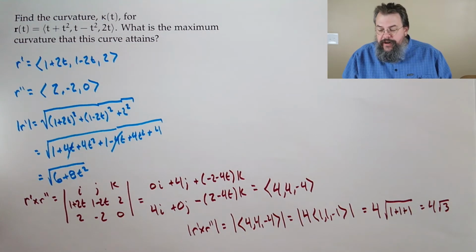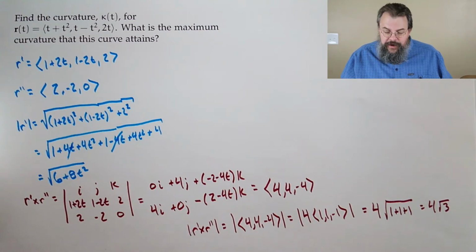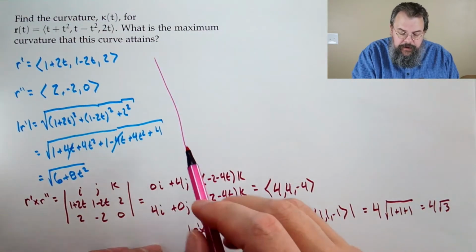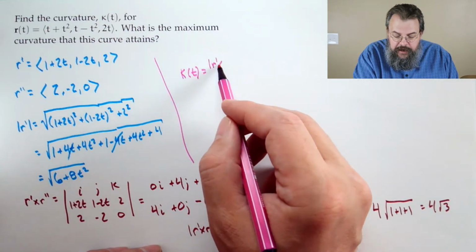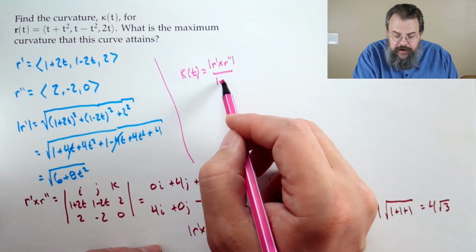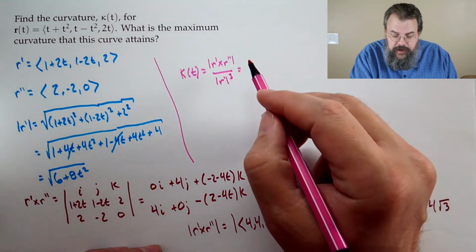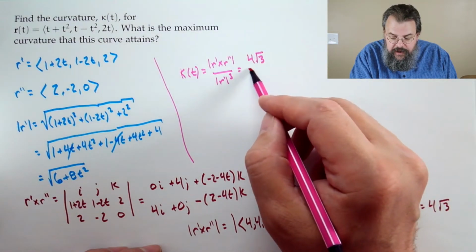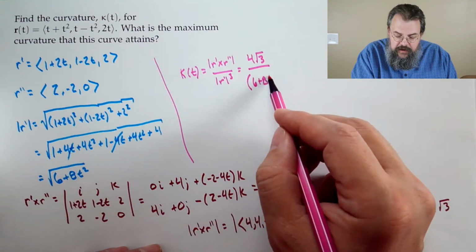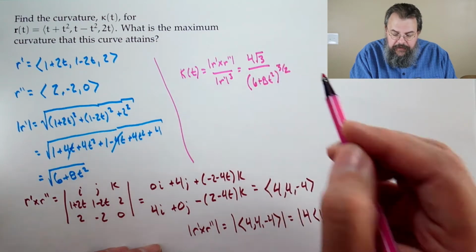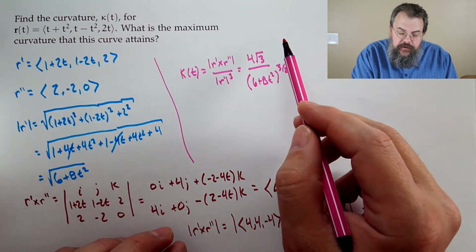So we're ready to write down our answer to the first part, the first part being, what's the curvature? The answer is the following. Kappa, which is what we use to represent curvature, is the magnitude of r prime cross r double prime over the magnitude of r prime cubed. 4 root 3 goes in the numerator, divided by 6 plus 8t squared to the 3/2 power. All right. And that's the first answer.